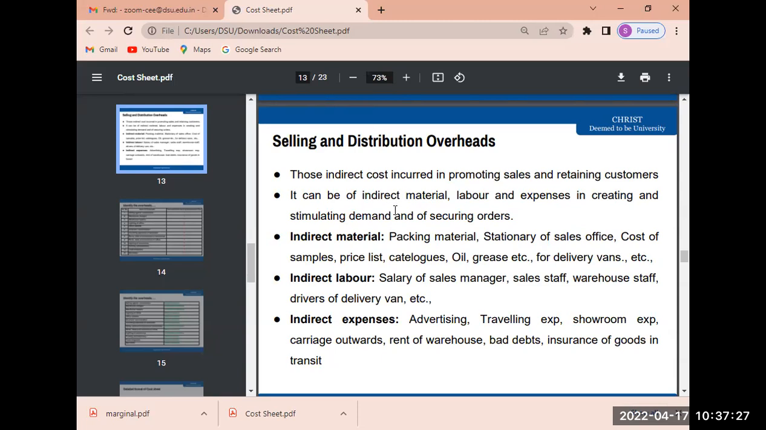Then salary of salesman, sales staff, warehouse staff, drivers of delivery van, etc. Advertising, traveling expense, showroom expense, carriage out. Carriage out means delivery charge, I mean door delivery. We are delivering to the customer's door. Okay, that expense. Rent of warehouse, bad debts, insurance of goods in transit. These are all the examples of indirect expenses that may occur in the sales and distribution process.